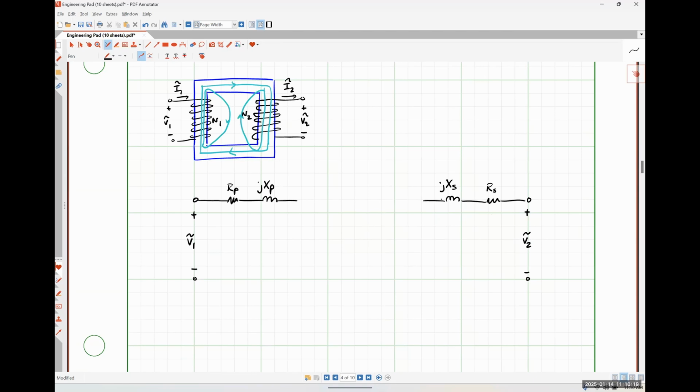So these are what are called our series components. We have copper losses accounted for by resistances RP and RS, and we have flux leakage in coils 1 and 2 that are accounted for in our inductances, XP and XS, those inductive reactances. Okay. So now let's talk about some other losses.